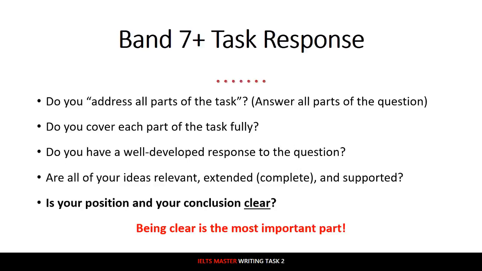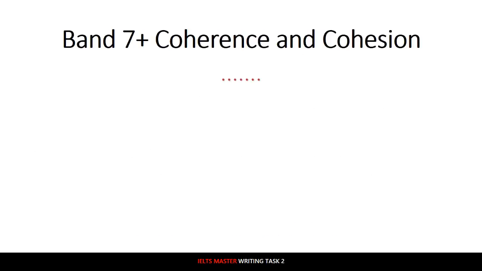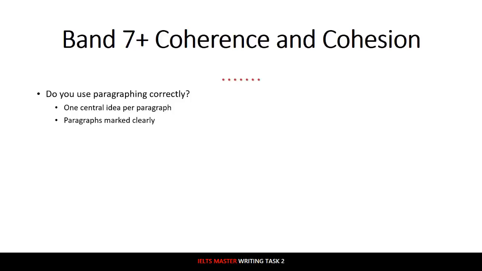All right? Next, let's take a look at Band 7 Plus, coherence and cohesion. Coherence and cohesion are a little bit difficult, these words. So, more or less, coherence and cohesion means, is your essay logically organized, and do your sentences link to each other? Okay, let's look in more detail now though. First, do you use paragraphing correctly? Do you have one central idea per paragraph? Do you mark your paragraphs clearly?